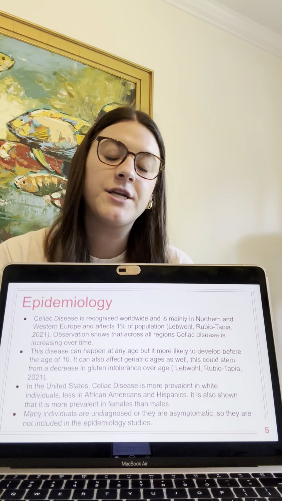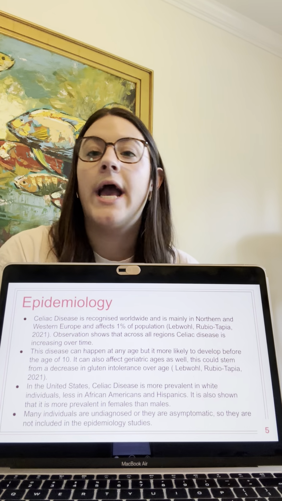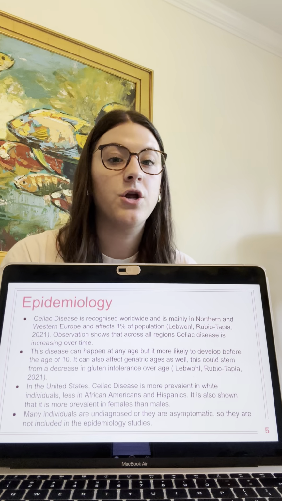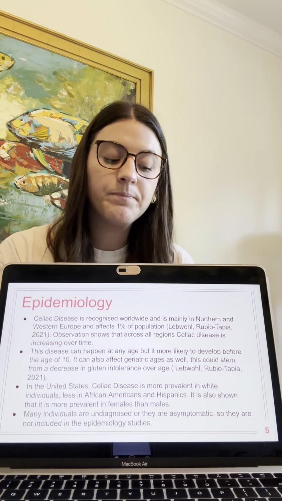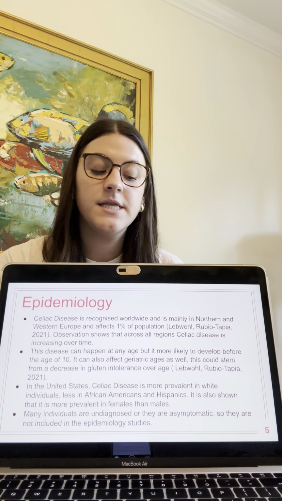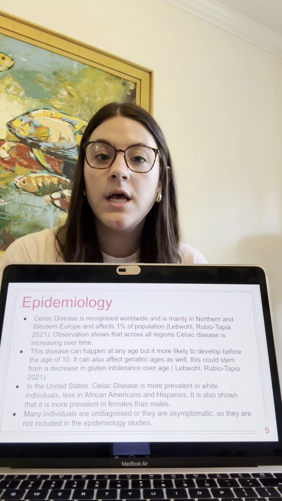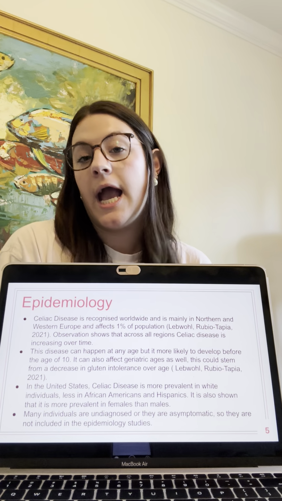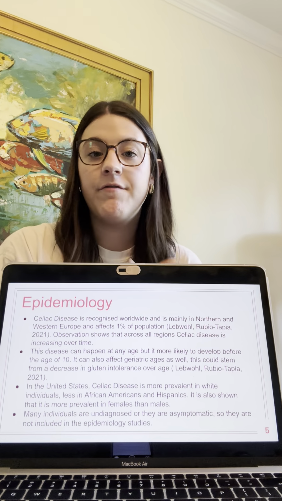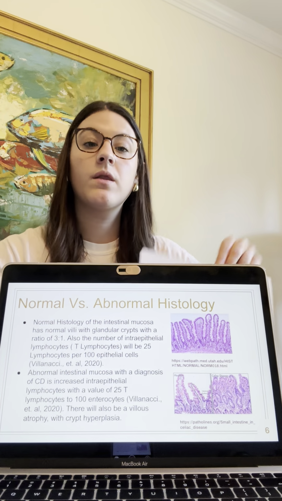But it can also affect geriatric ages as well. This in turn could be due to a gluten intolerance over time, and your body just not being able to handle the gluten like it did when you were younger. In the United States, celiac disease is more prevalent in white Caucasian individuals than African American or Hispanic individuals, and it also is more prevalent in females than males.